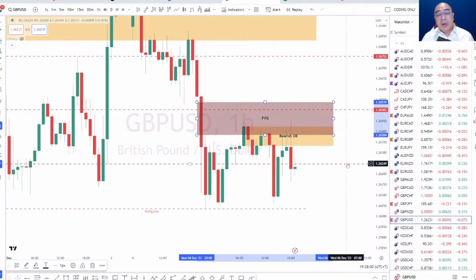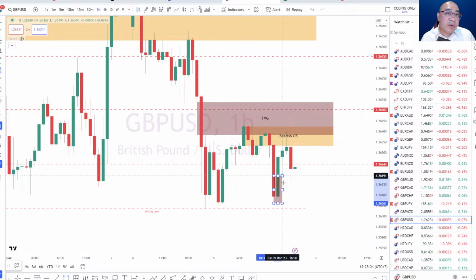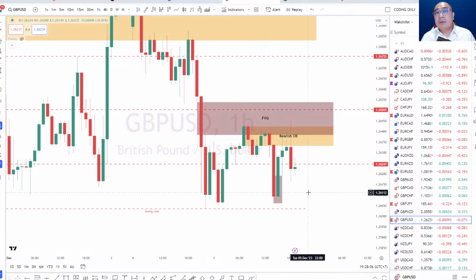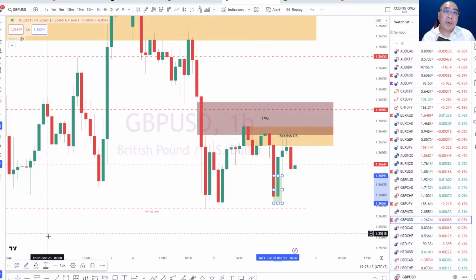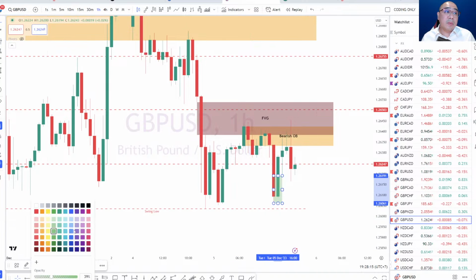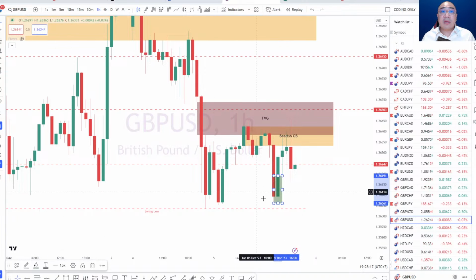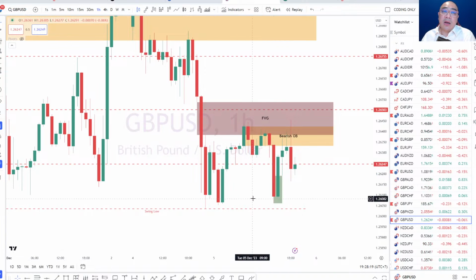So with that in mind, would this be considered a fair value gap? I'll just throw it out there. With this here, I'm going to change it to green. A little bit darker maybe, yeah? That green area there, is that a fair value gap? Do you think that's a fair value gap?